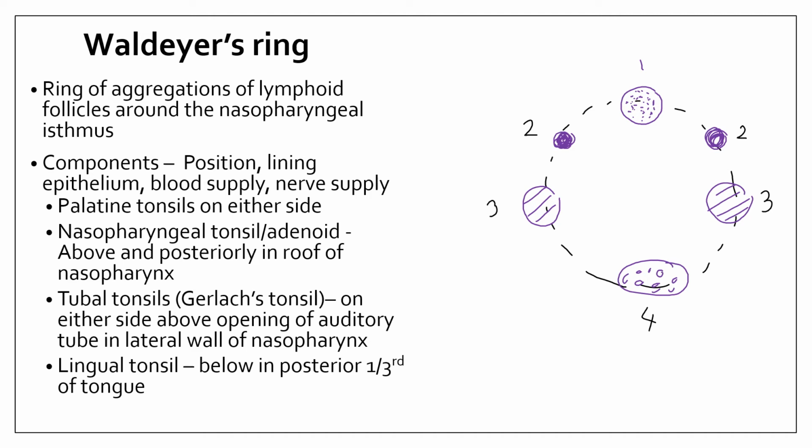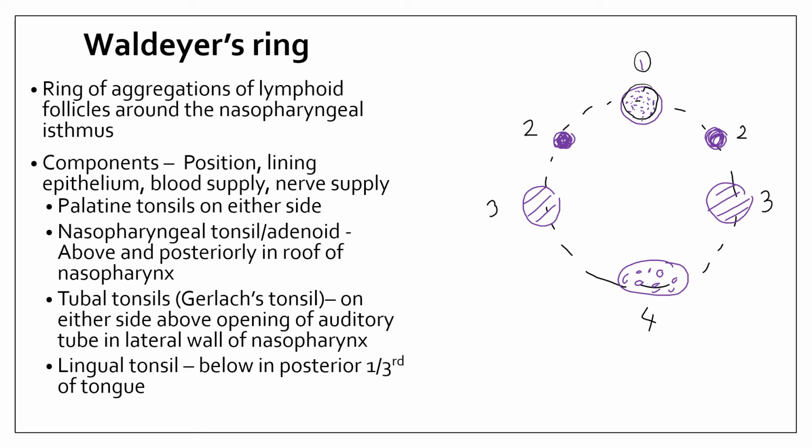What is Waldeyer's ring? Waldeyer's ring is an aggregation of lymphoid follicles around the nasopharyngeal isthmus, and it is made up of the first one, the nasopharyngeal tonsil, that is what we have seen in the roof of nasopharynx. Second one, which we have just seen, that is tubal tonsils. Third ones are the tonsil or the palatine tonsil, which lies in the tonsillar fossa of the oropharynx. And fourth one is the lingual tonsil, which is present in the posterior 1/3 of the tongue.